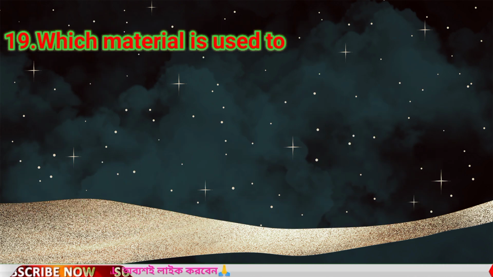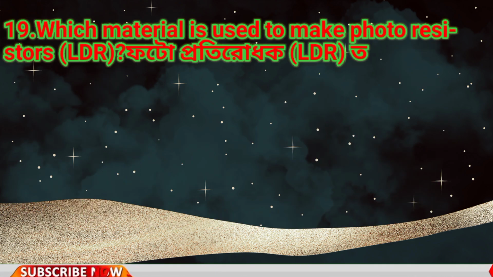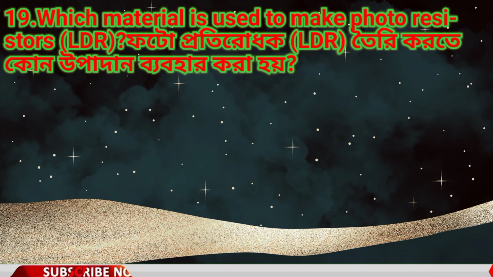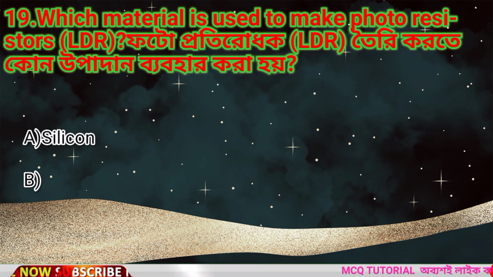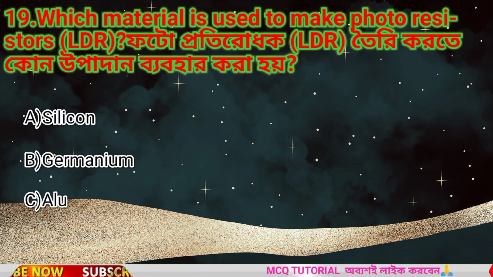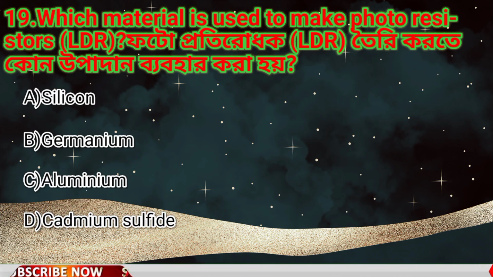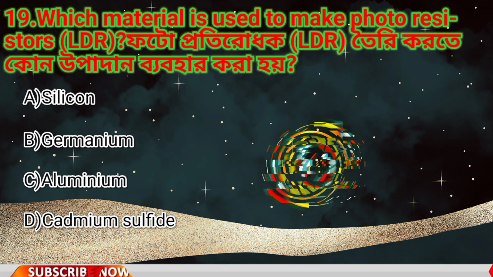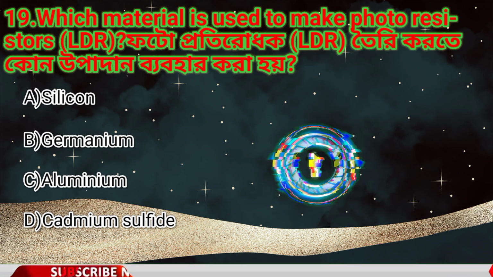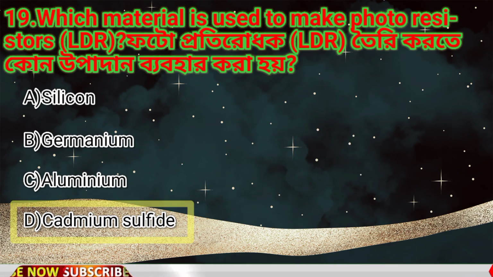Which material is used to make photoresistor? Option A silicon. Option B germanium. Option C aluminium. Option D cadmium sulfide. উত্তর হবে অপশন ডি cadmium sulfide.